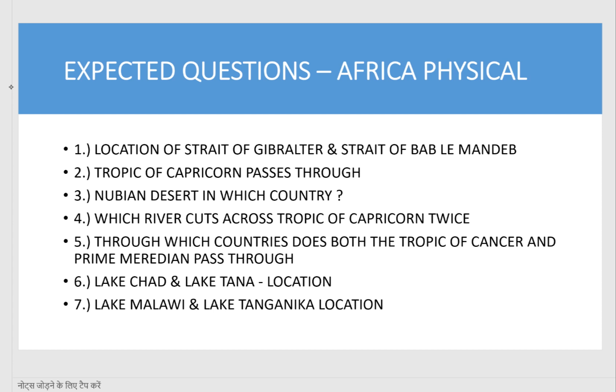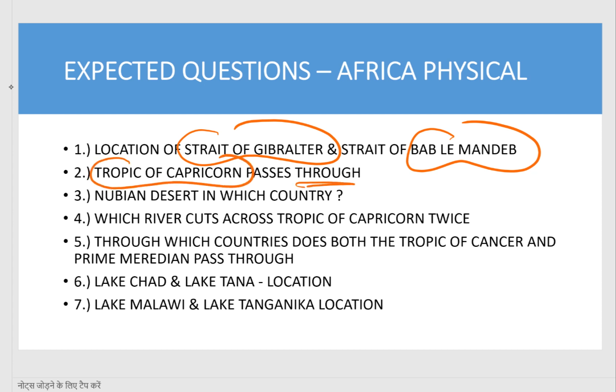First, Strait of Gibraltar and Strait of Bab el-Mandeb located in which portions? I told Strait of Gibraltar connects Mediterranean Sea with the Atlantic Ocean. Strait of Bab el-Mandeb connects Red Sea with Gulf of Aden. Next, Tropic of Capricorn passes through which countries? I told it passes through the southern portion of Africa, including the island of Madagascar, also Mozambique, also South Africa and Namibia. Please go through and memorize these countries.